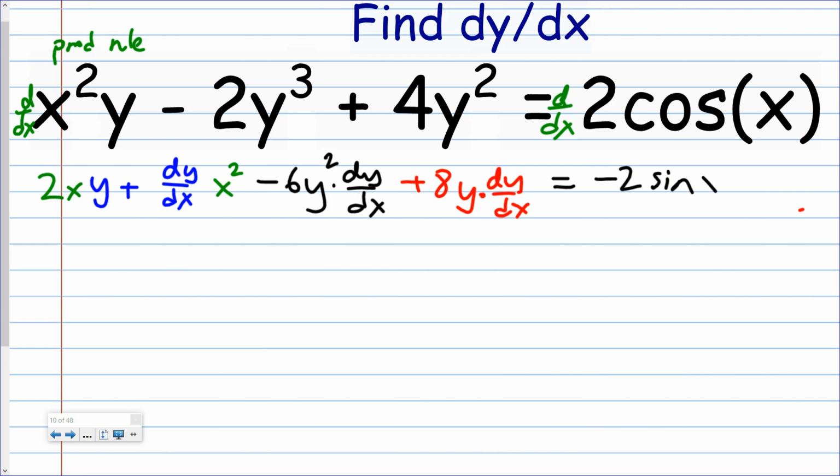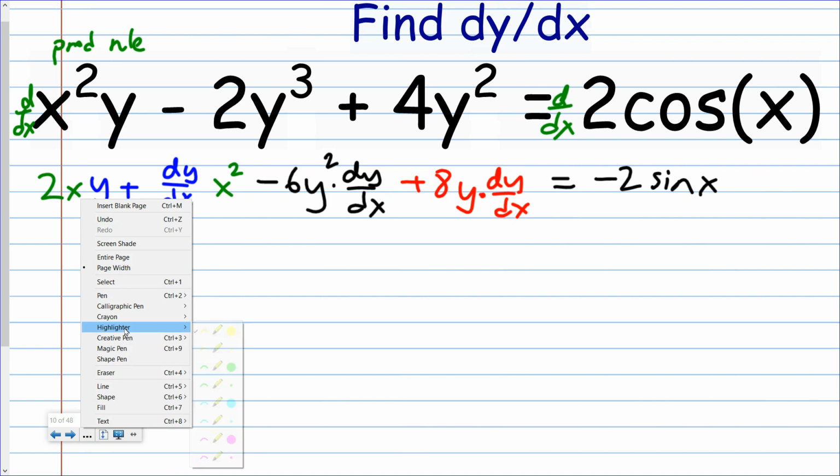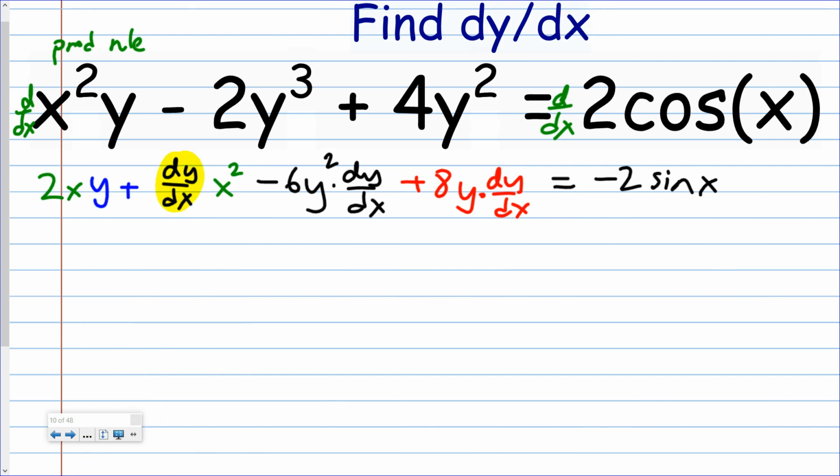Negative 2 sine x times dx dx, right? But that's just 1. All right, you guys good with that? Okay, so what I'm going to do is I'm trying to find dy dx. And my dy dx are here. They're implicit in here. So what I do is I highlight all of them, and I sit back and I think about how I can solve for dy dx here.